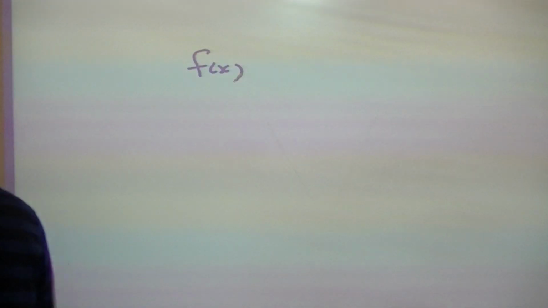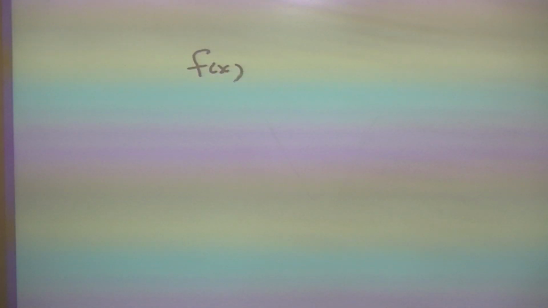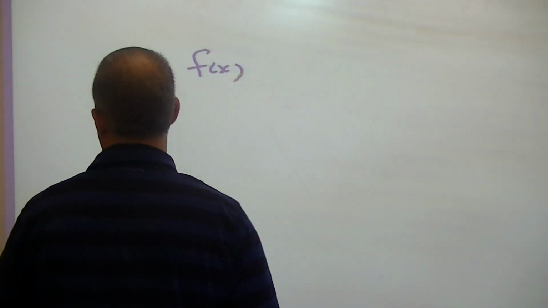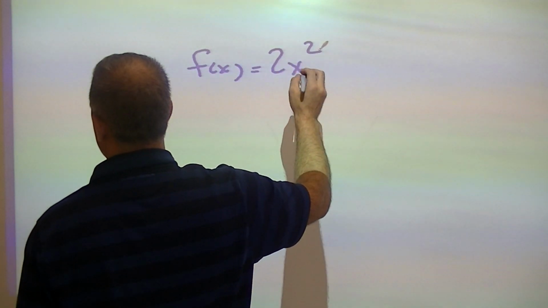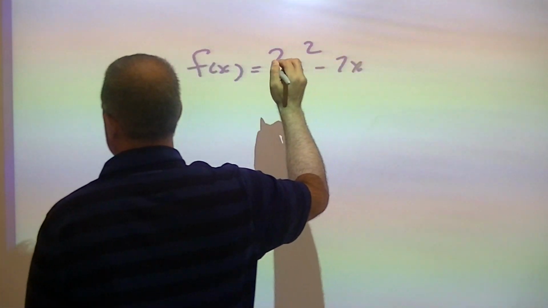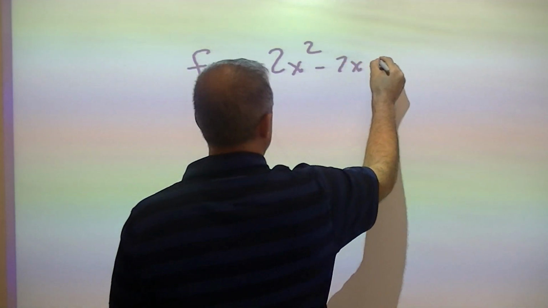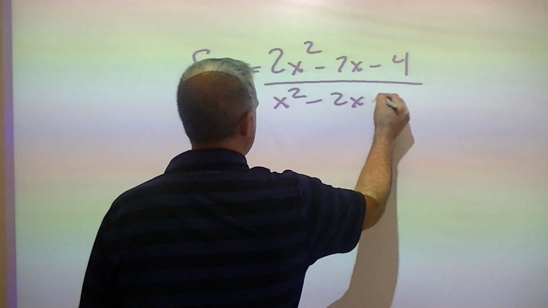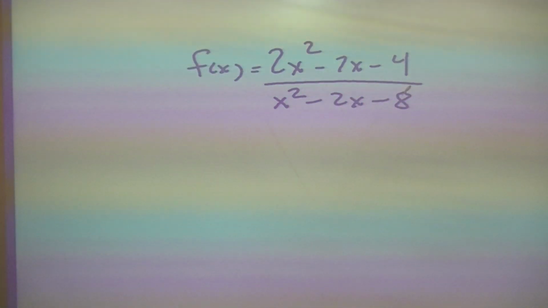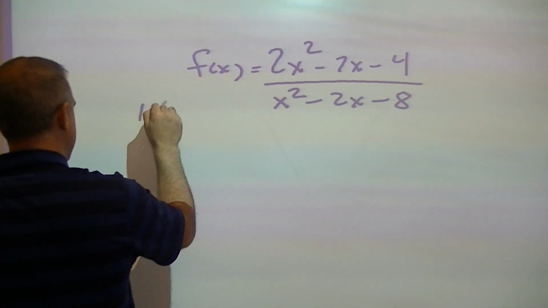All right. Here's our next example. I would have 2x squared minus 7x minus 4 all over x squared minus 2x minus 8. Okay? Same stuff over here.